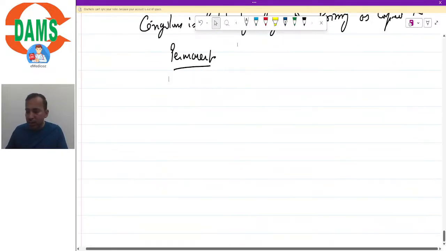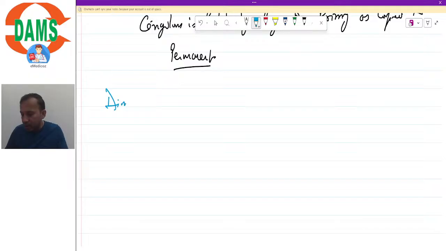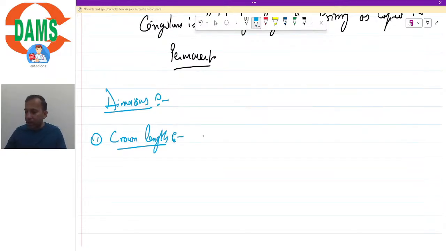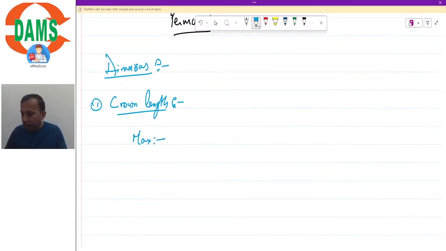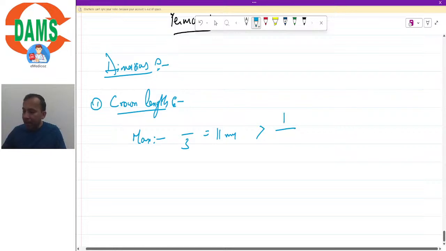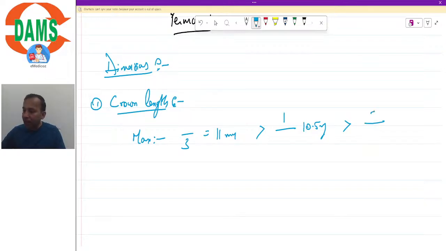Now let's go to the different sizes or dimensions. When you talk about dimension, first is crown length. In case of crown length, maximum crown length is of lower canine and it's approximately 11 millimeters. This is followed by maxillary central incisor approximately 10.5 millimeters, followed by maxillary canine which is 10 millimeters.